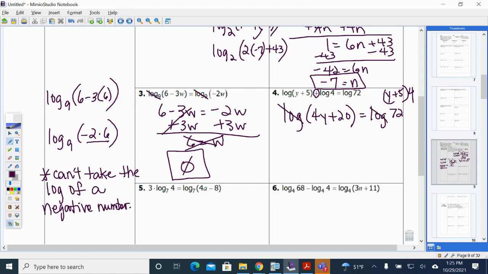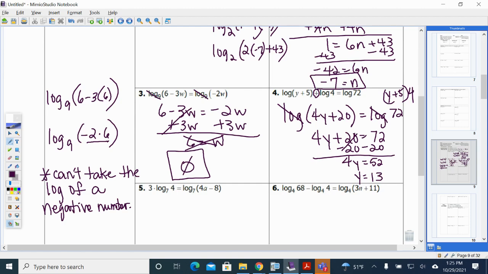Now I can drop my logs and solve 4y plus 20 equals 72 minus the 20. 4y equals 52. And divide by the 4 and you get y equals 13. Y equals 13. Again, we must check this.